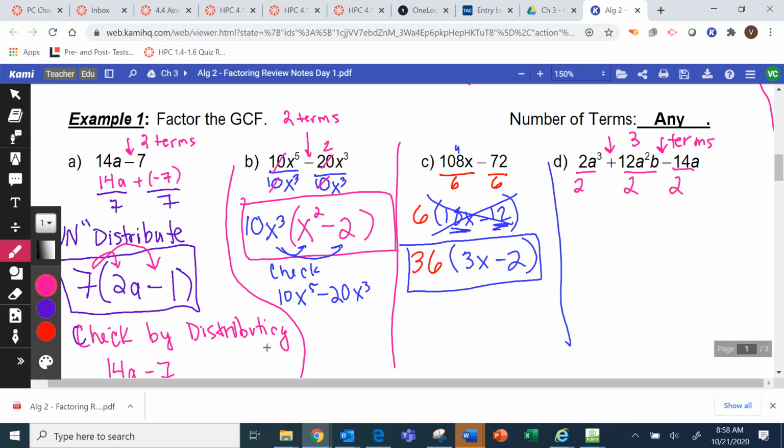Now, if I divide 2 into 12, I get 6. If I divide 2 into 14, I get 7. They have nothing else in common.